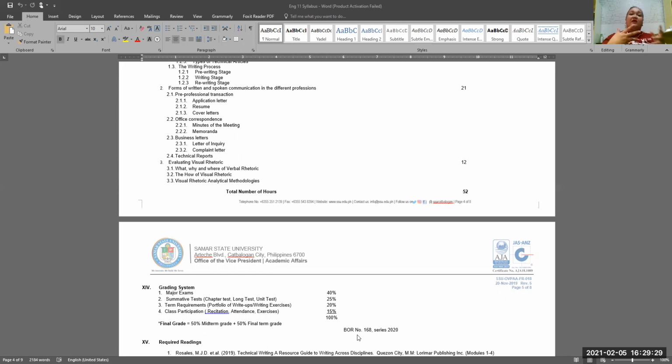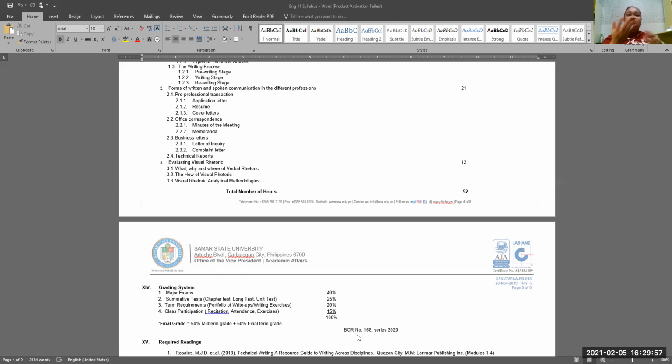Then you have your term requirements. For this class, since this is a writing class, your term requirements would be a portfolio of your write-ups and your writing exercises. That means that all of your writing exercises need to be collected and saved into one portfolio, and that is going to be your output for the class.